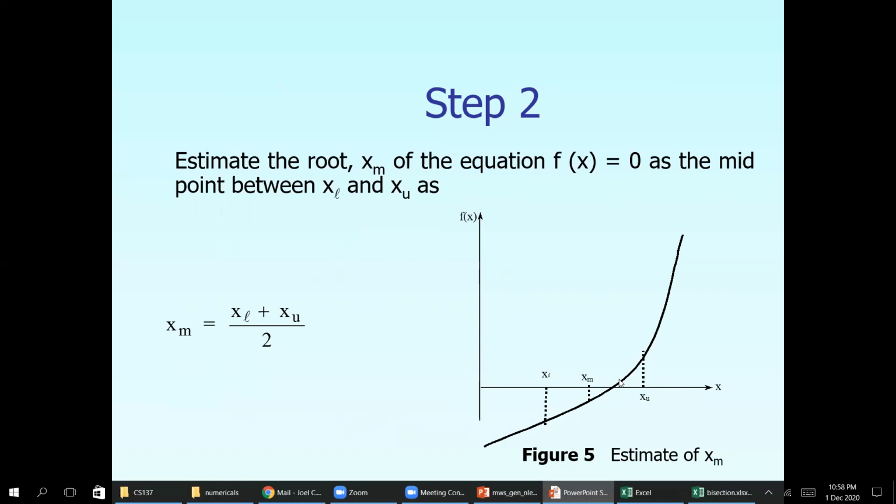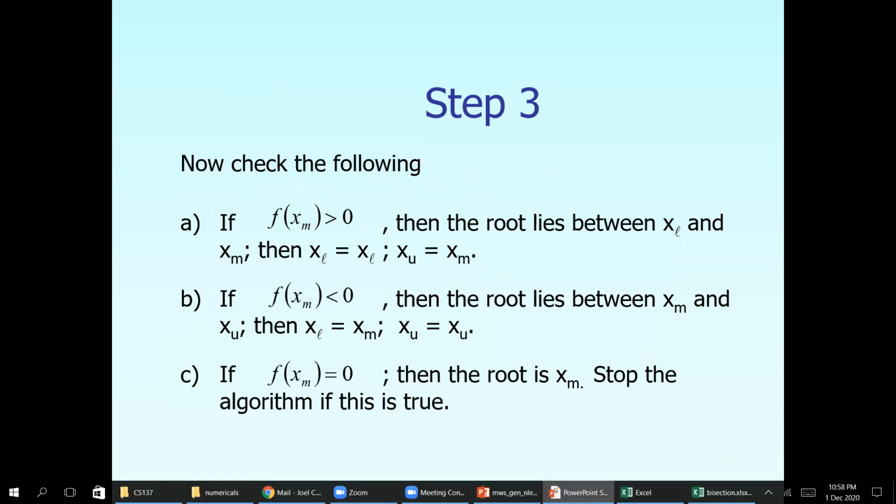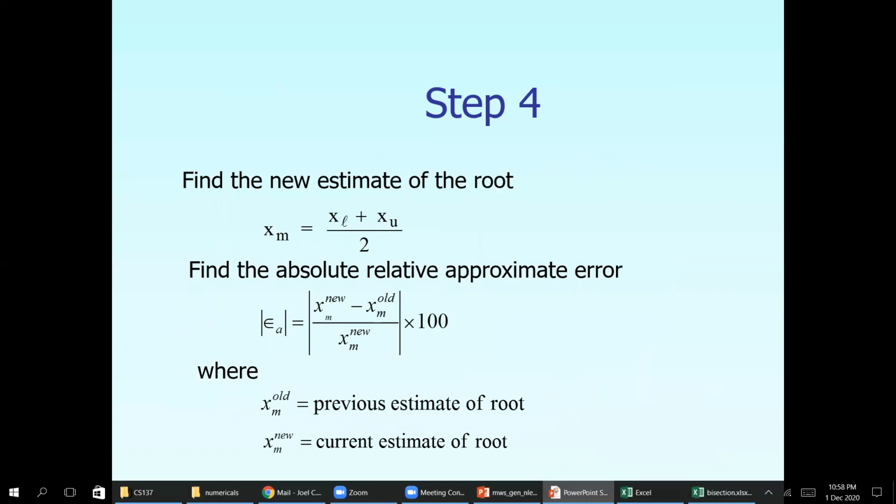Then after replacing x sub l or x sub u based on the result, let's move on with step 4. Since the bisection method is an approximate algorithm, we're going to determine if the result is acceptable, based on the desired, acceptable error. We can compute the absolute relative error by following this formula.